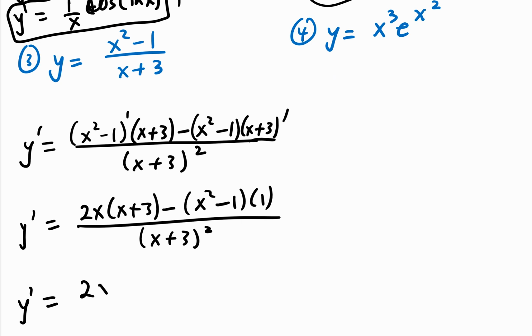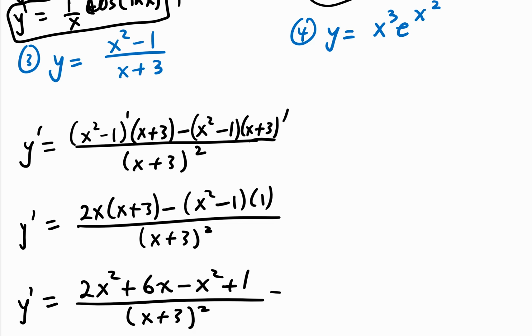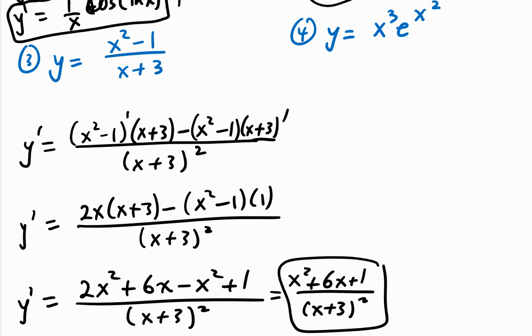So what's y prime? Y prime is 2x squared plus 6x minus x squared plus 1 all over x plus 3 squared. So that gives me x squared plus 6x plus 1 all divided by x plus 3 squared. That's y prime.